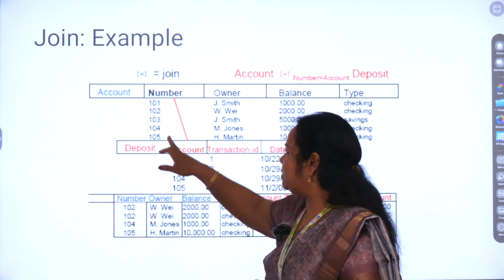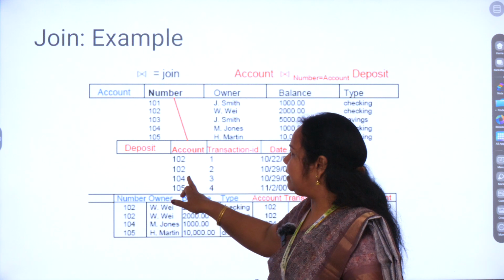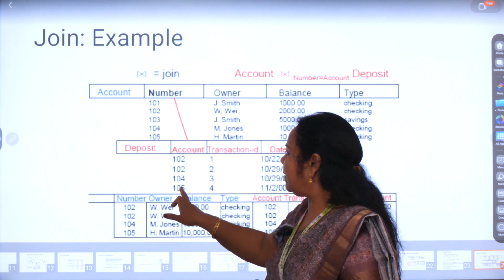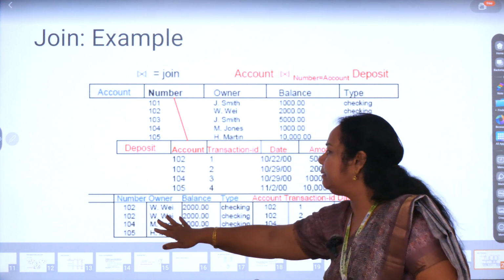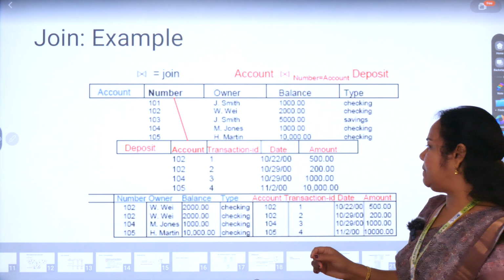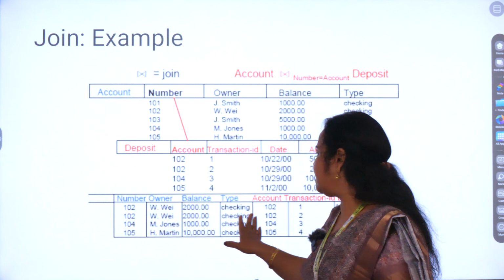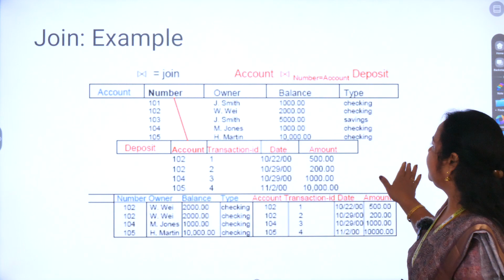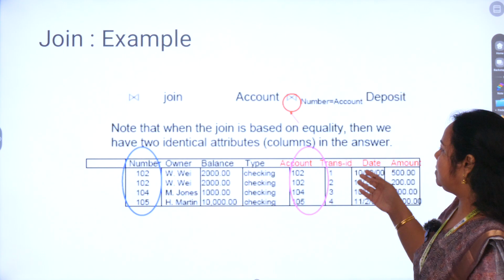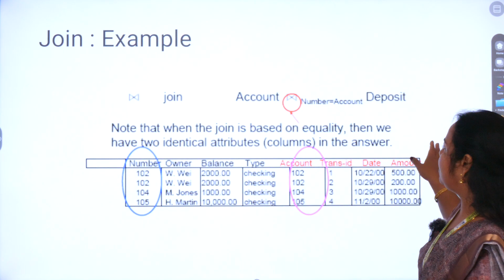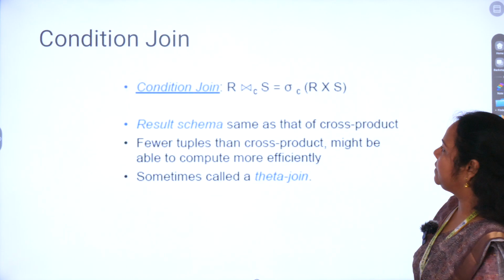Then 103 is not common here. So 104 is common to both relations, and 105 is also common to both relations. So like that our output will be like this. But here one problem is both the attributes are the same, both the attributes are number. So both are identical columns, and we have two identical attributes in the answer.